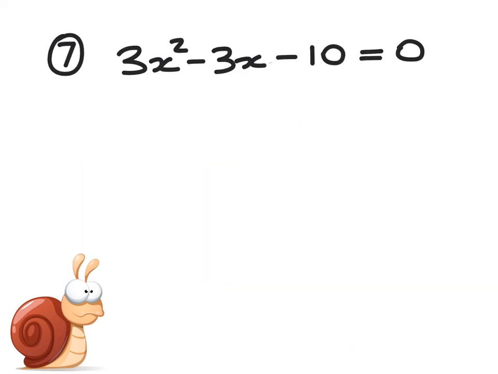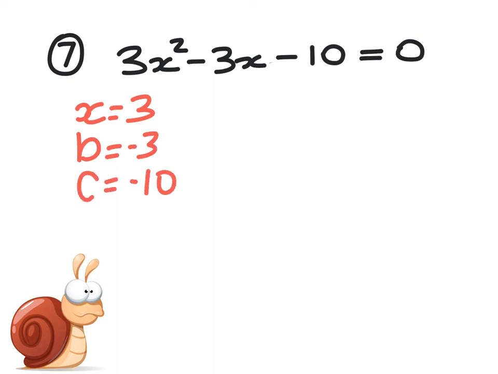Last question. Right, we need to get better at these, that's why it's in. a is 3, b is negative 3, c is negative 10. Look here, there's the 3 in front of the x squared, there's the negative 3 in front of the x, there's the negative 10 at the end.